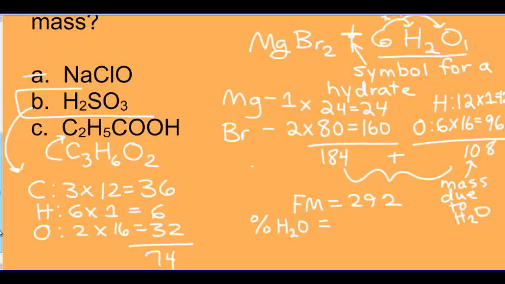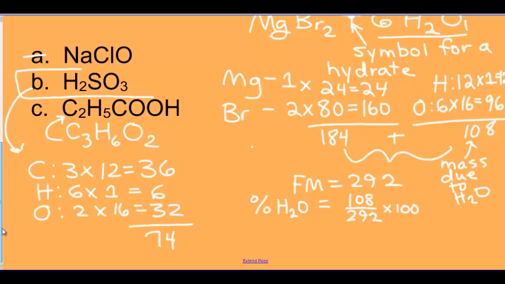So that is equal to 108 over 292 times 100. So 108 divided by 292, sorry, forgot to clear the calculator out, times 100, and you get 37.0 if you round it, percent water. Unlike our hydrate that we used today, that was 36% water.